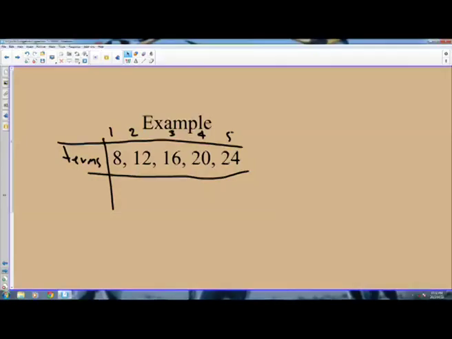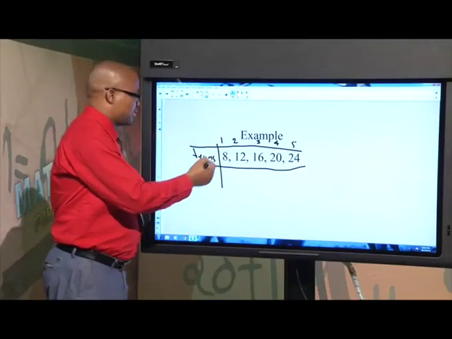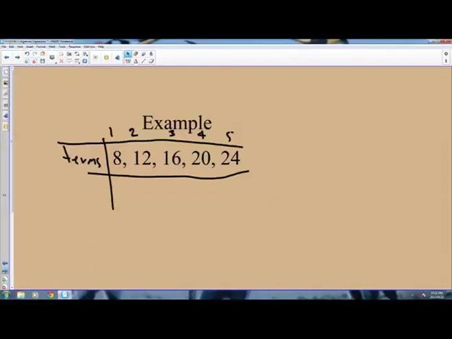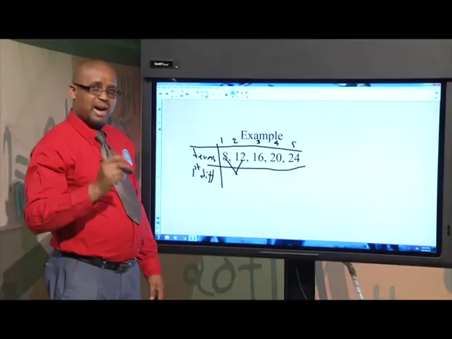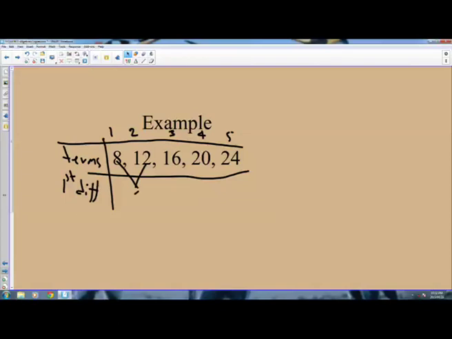But remember, the question says we are to state the algebraic form of this sequence. So we are going to find what we call the first difference. The first difference here will be 12 minus 8. Not 8 minus 12, but 12 minus 8. So 12 minus 8 is 4. And then 16 minus 12 is 4. 20 minus 16 is 4. And then 24 minus 20 is 4. So we can see that our first difference is a constant. In this case, it's a 4.